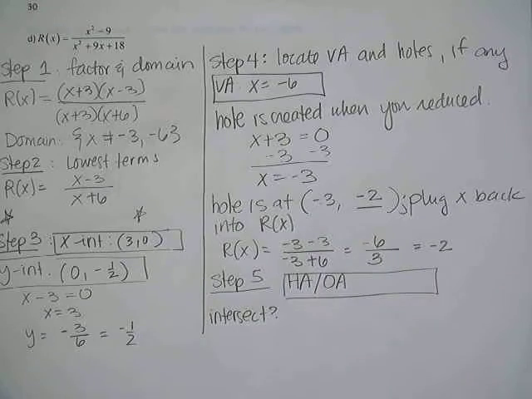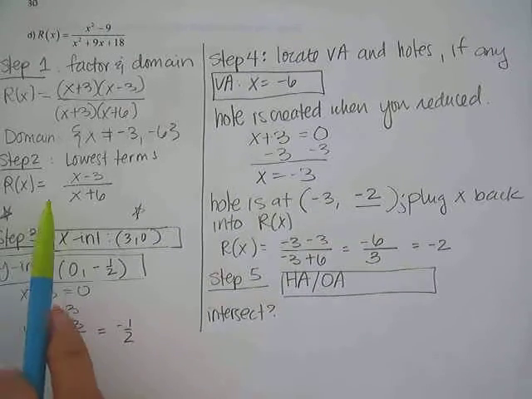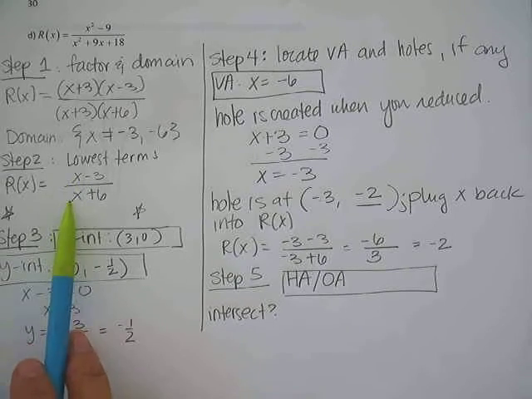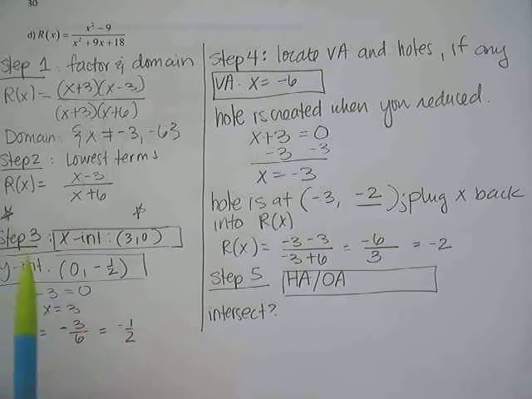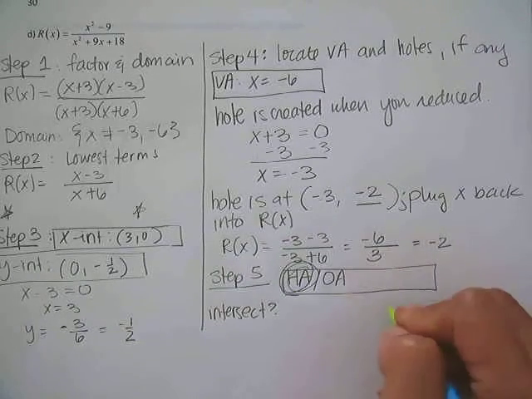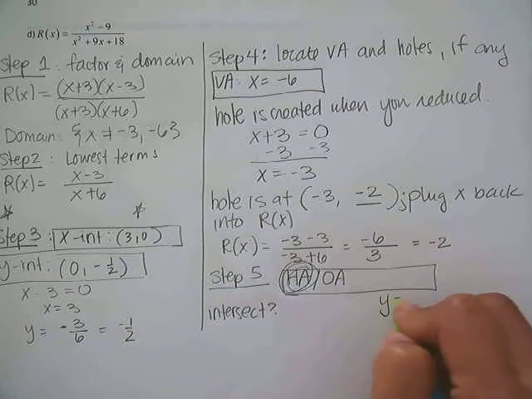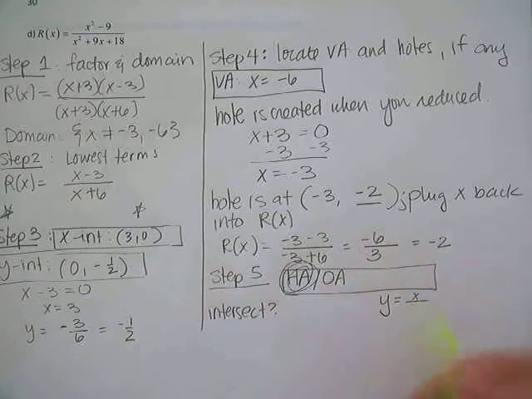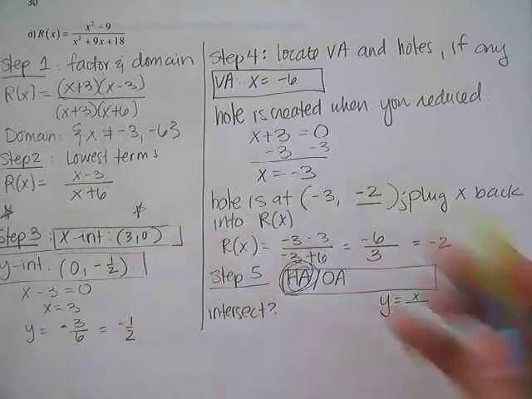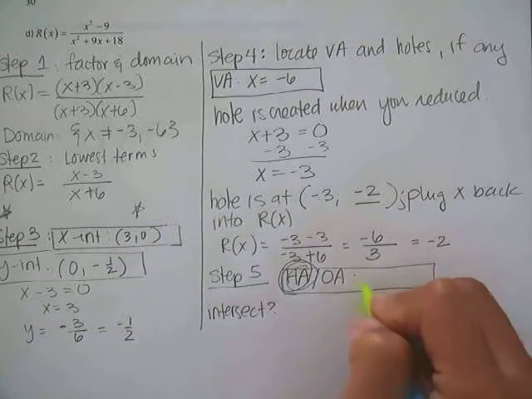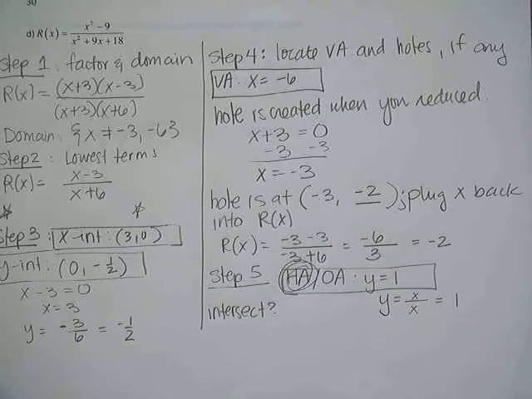So first we have to decide from our reduced function: is the degree on the top bigger than the degree in the bottom? It is not bigger, so we will have an HA. And because it's an HA, we are going to find the end behavior on the numerator, which happens to be x, divided by the end behavior on the denominator, which is x. Reduce that down to a 1. So HA, y equals 1.